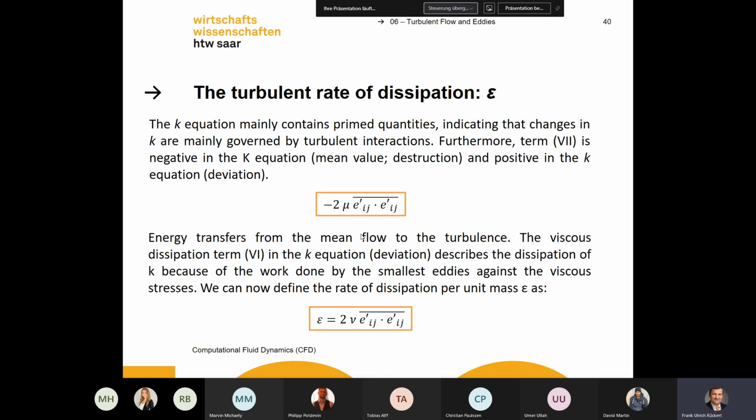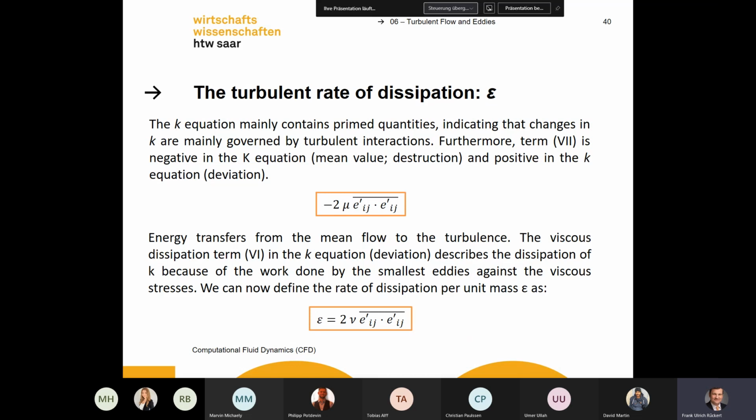It's a unit of time. You can calculate it by the deviations of the fluctuations. You build a mean value, you multiply it with the viscosity, and then you get your dissipation. So you see, viscosity is also part of the dissipation.